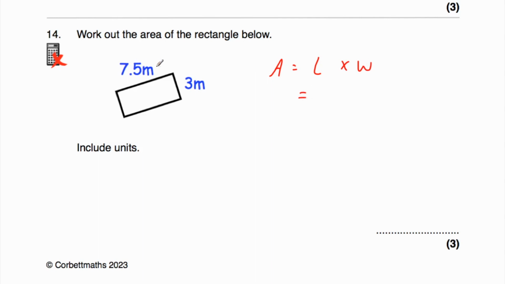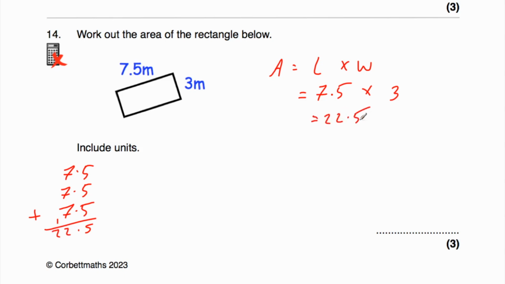The length of the rectangle is 7.5 meters, so 7.5, and the width is equal to 3 meters, so times 3. So we're going to do 7.5 multiplied by 3. That's a non-calculator question, so we could do 7.5 plus 7.5 plus 7.5 and add them up that way to get 3 lots of 7.5. Lining up the decimal points, 5 plus 5 plus 5 is 15, so put our 5 down, carry our 1. 7 plus 7 plus 7 is 21, plus 1 is 22. So the answer would be 22.5.